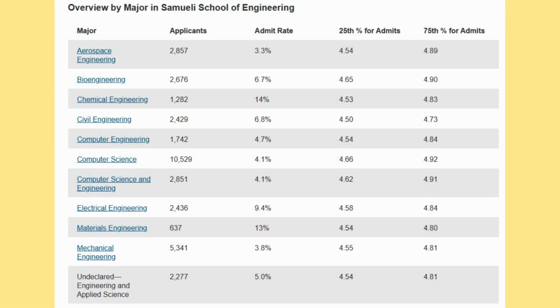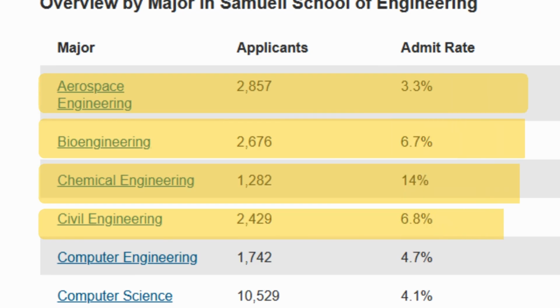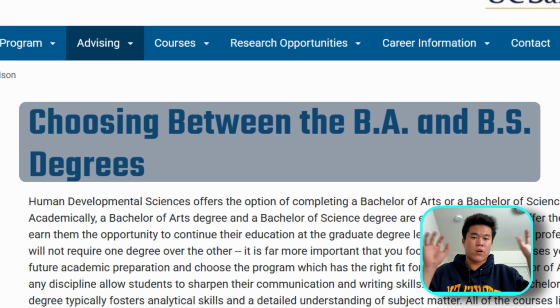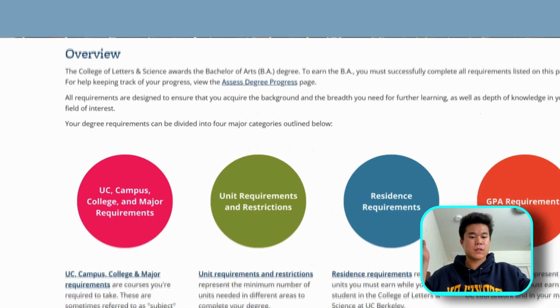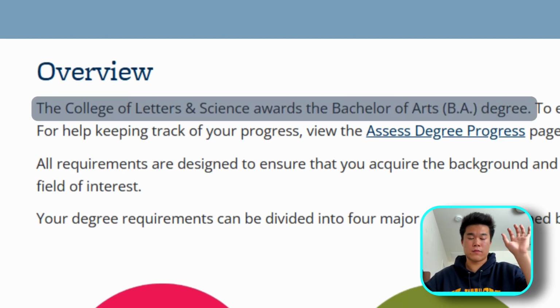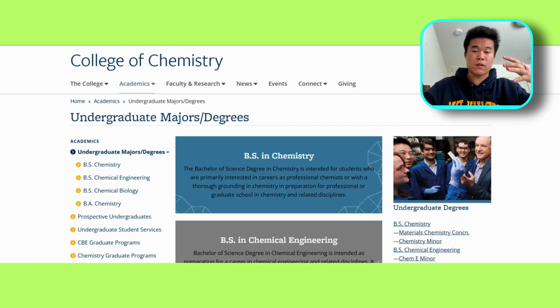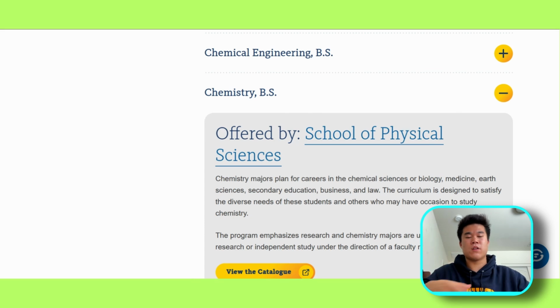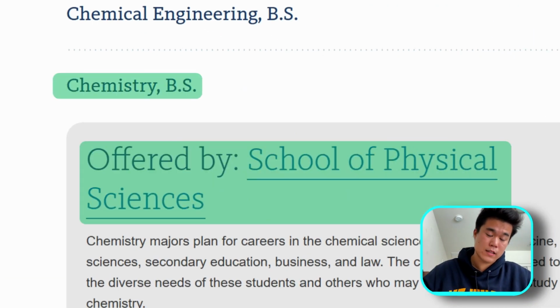Another thing to keep in mind is which college the major is in. Majors in the College of Engineering will have a much lower acceptance rate compared to majors in the College of Letters and Science, for example. So that can change your chances, and you should also take a look at whether your major is a Bachelor of Science or a Bachelor of Arts if you're applying to a science major. Bachelor of Arts is usually in the College of Letters and Science, whereas Bachelor of Science is usually in a different college. For Berkeley, it's going to be the College of Chemistry for chemistry. For UCSD and Irvine, it's going to be in the College of Physical Sciences for chemistry.